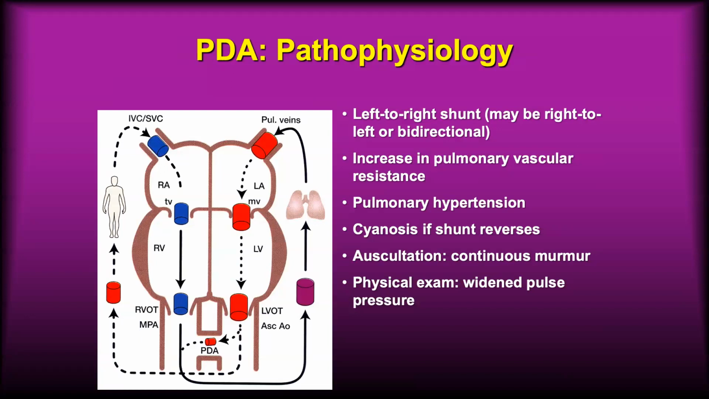All right, here's our pathophysiology. So where's our ductus? Find it right there. You have to remember aorta to pulmonary artery. So aorta high pressure, pulmonary artery low pressure. Normally, that's what we expect. So that's going to create a shunt. It's typically a left to right shunt. It may be right to left or bidirectional.